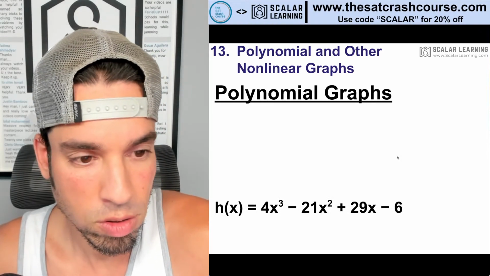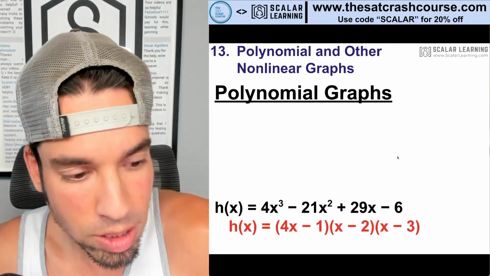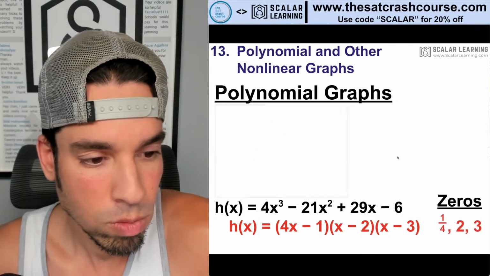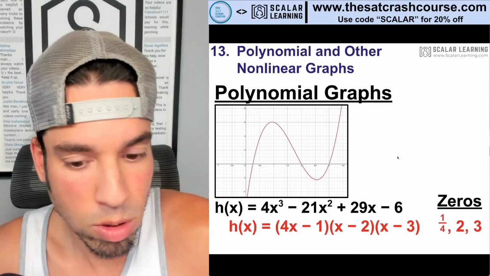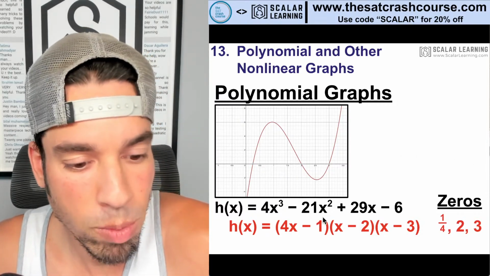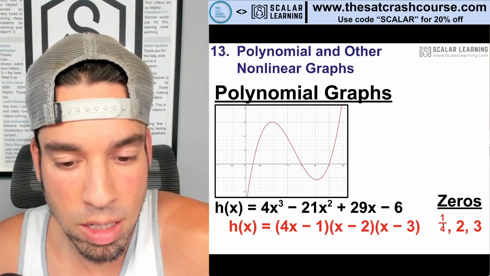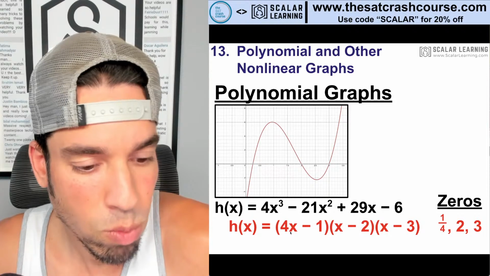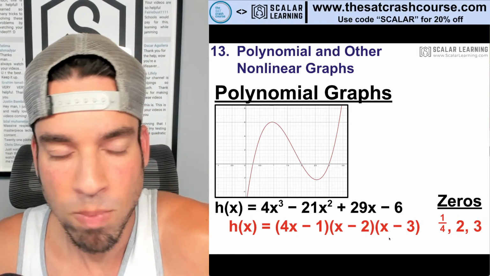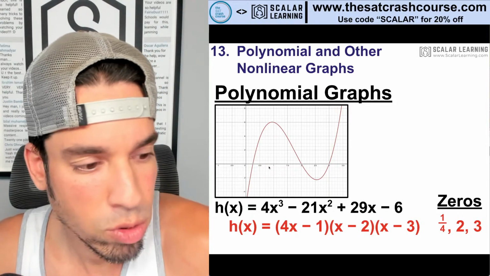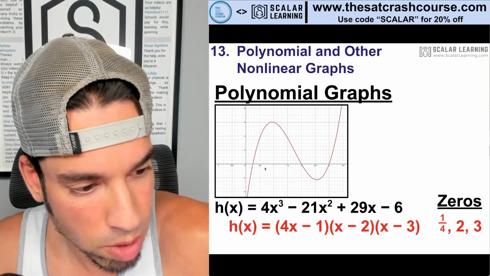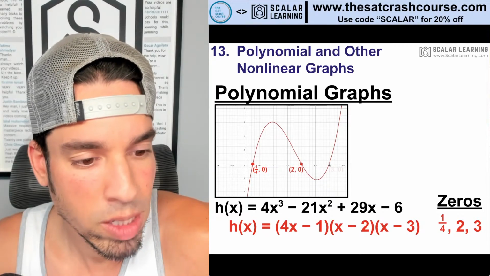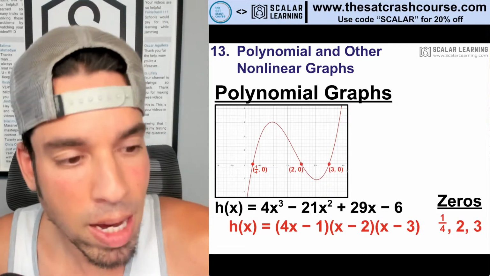Polynomial graphs, okay? Just as an example, for this cubic, there's my graph. So we have this polynomial that we looked at before in factored form. Again, we know that the zeros are where these zero out, right? So we have 1/4, we have 2, and we have 3. Now, if we look at the graph, those zeros are apparent, right? We see the 1/4, 0. We see the 2, 0, and we see the 3, 0. So that's how it manifests on a graph.